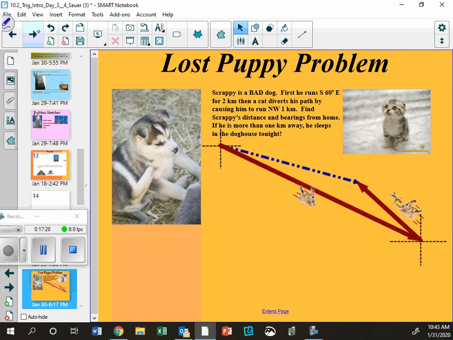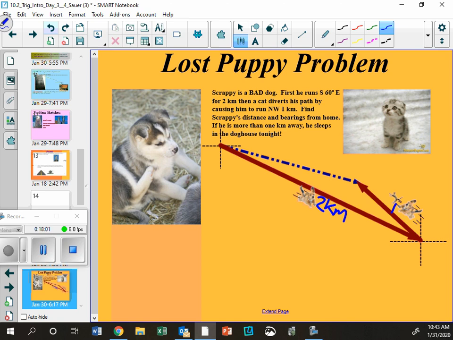Now, I want you to understand the question first, and then we'll go back and talk about how to do the problem. So this is the little puppy, and he's running this direction. And then how far does he go in that direction? 2 kilometers. Okay, so I'm going to put a 2 there. Next, a cat diverts his path by causing him to run northwest, which is exactly between north and west, 1 kilometer. Okay, so this is a 1.